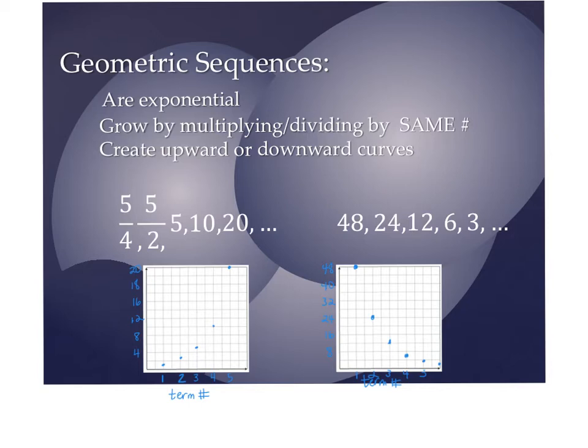So geometric sequences are exponential. They grow by multiplying or dividing by the same number, and they create upward curves when the multiplier is greater than 1, and downward curves when the multiplier is in between 0 and 1. We looked at a couple different ones in our work together.